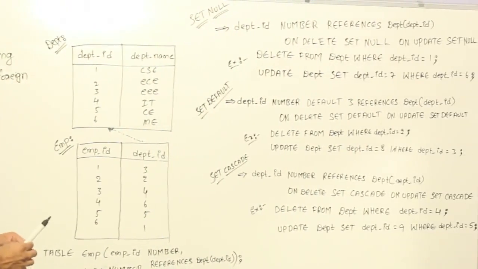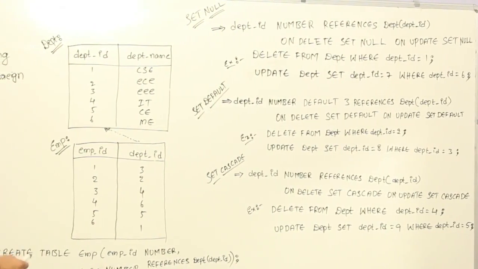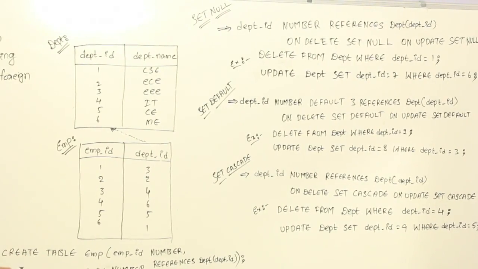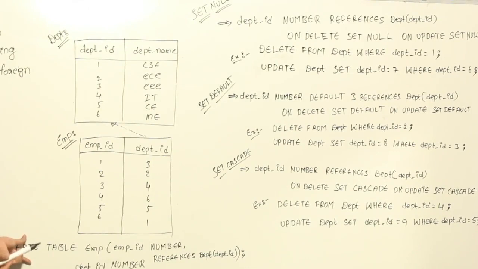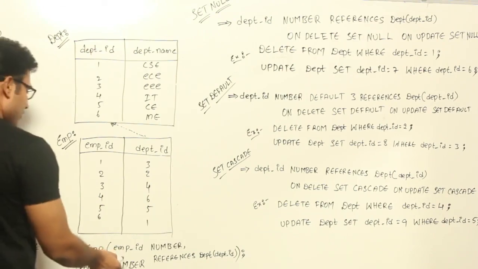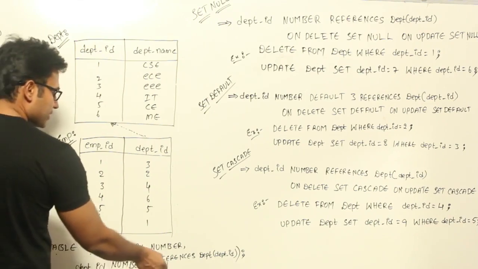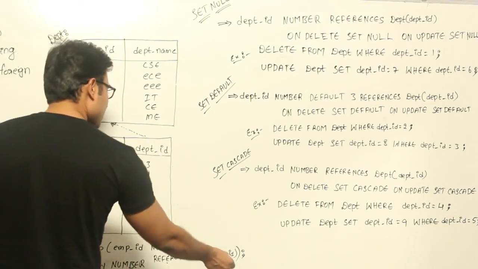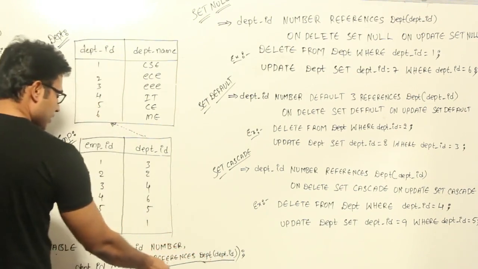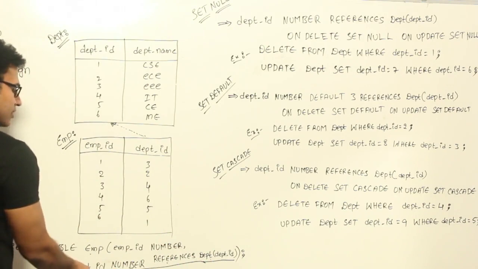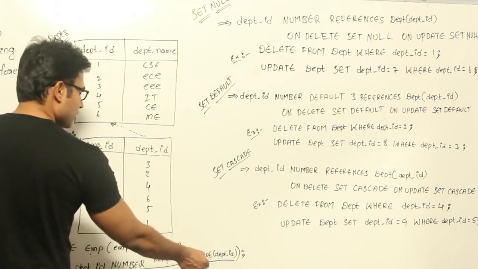Now how are you going to specify it? One way is while creating the table itself, you can specify what action you need to take whenever referential integrity fails. For example, create table employee, in which department number references, let's say, department ID of department. So here this one is defining that this particular department number is referring to the department number of the department.